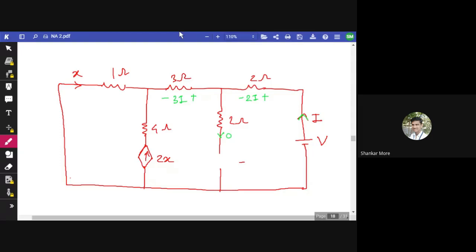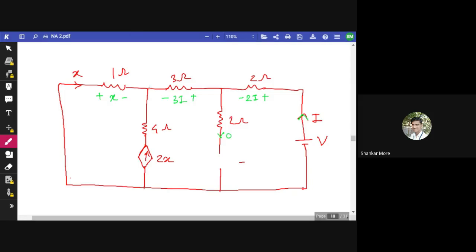Nobody should have any doubt up to here. Simply I. Okay. All right. Now, see, X is entering from here, isn't it? So X voltage will be here. All right. So up to here we have done.